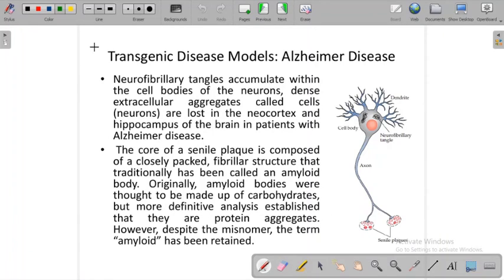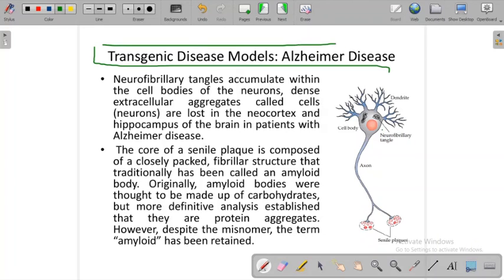Now we need to see a different model. So first of all, we need to see a transgenic model of Alzheimer's disease. It's a neurodegenerative disorder, and we will see how we are preparing transgenic mice with the help of a transgenic disease model. So first of all, we need to understand Alzheimer's disease. What happens in Alzheimer's disease?